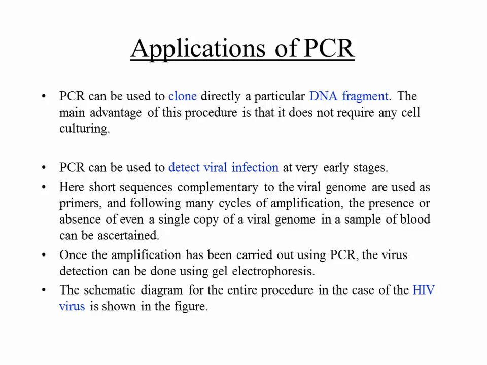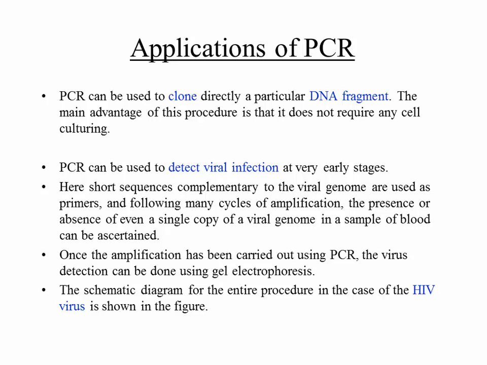So now let's look at some applications of PCR, right? PCR can be used to clone directly a particular DNA fragment. And the main advantage of PCR is that you don't have to do any cell culturing, right? Because earlier on we were saying that you'll take that DNA fragment, then you'll put it into a plasmid, then put it into a bacterium, grow the bacterium. So you have to do cell culturing. Here you don't have to do any of that, right? So no cell culturing is involved.